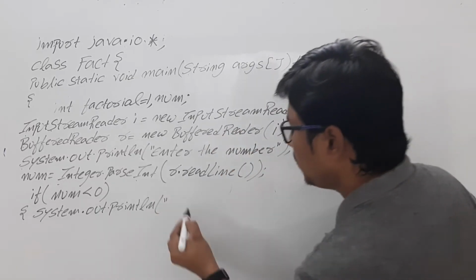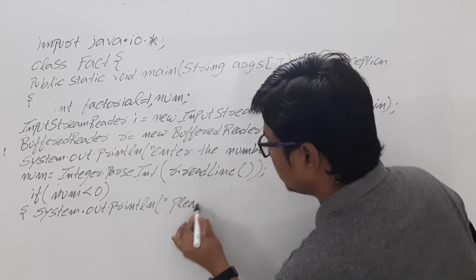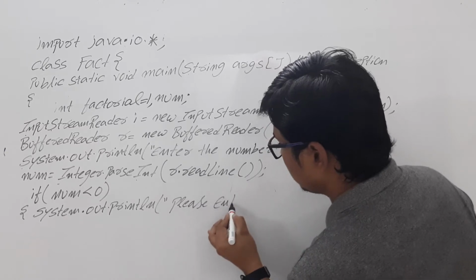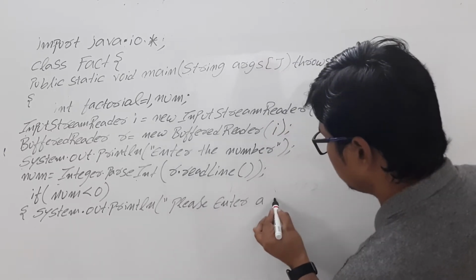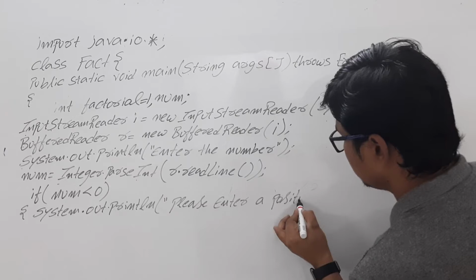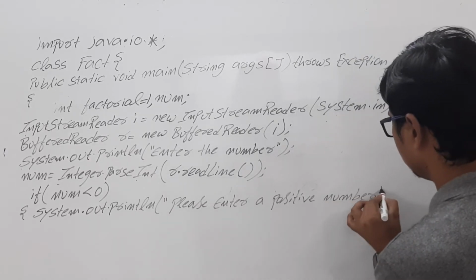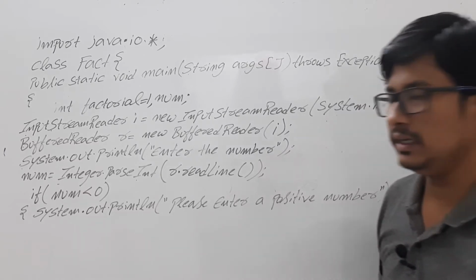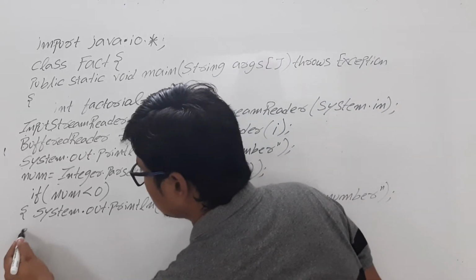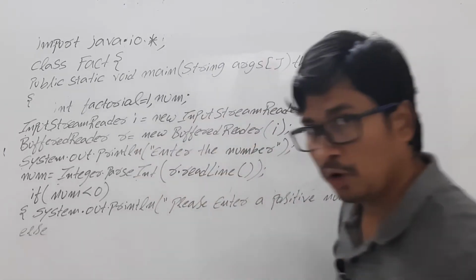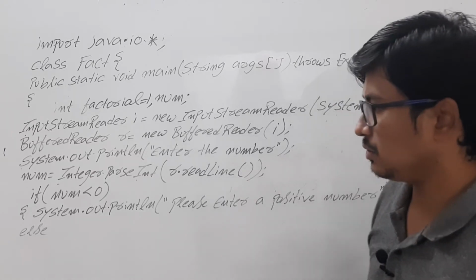Okay, please enter a positive number. This is very important. A lot of students will not write this condition. You need to write it. Okay, else means the given number can be a positive number or it can be equal to 0.